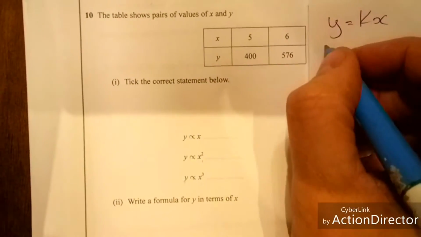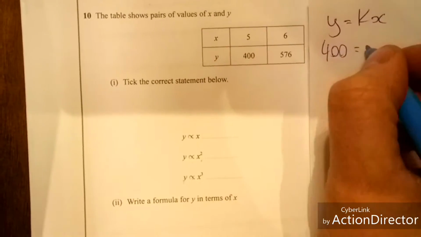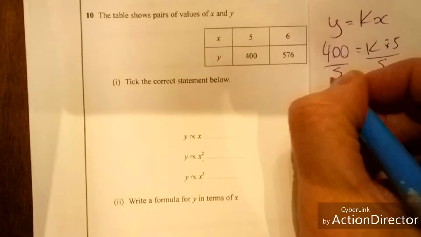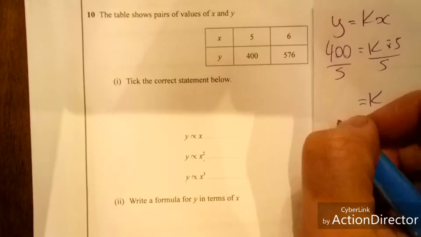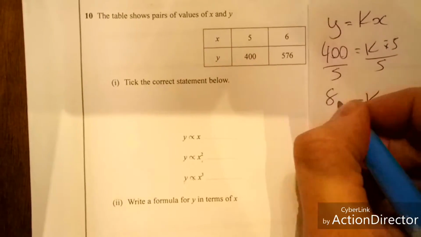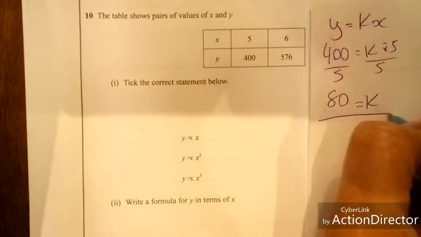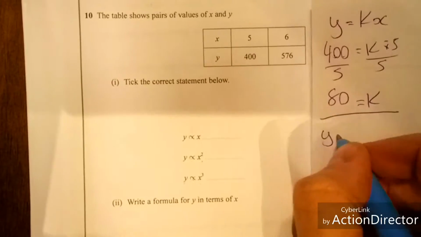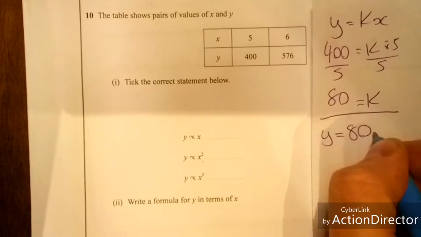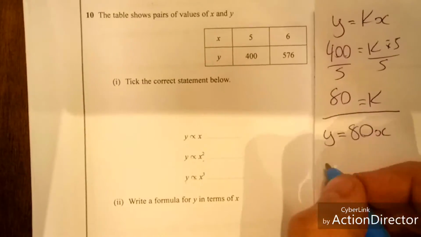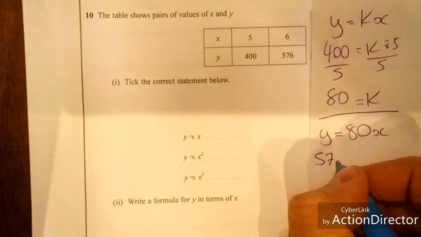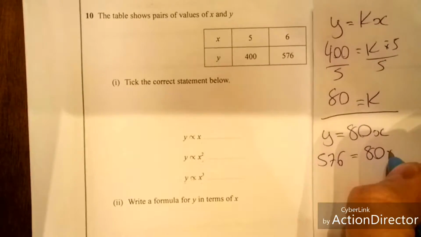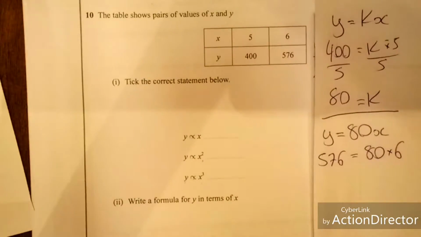Let's try it for the first one. So I've got 400 is equal to k times 5. To solve this, we divide by 5, 400 divided by 5, which means k is going to be equal to 80. Now let's test it for the second one, and if it's true for the second one, then we know we've definitely got an answer there. So y is equal to 80x. Let's test it. So we've got 576. Is that proportional to 80 times 6? You can actually use a calculator.